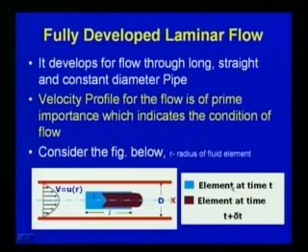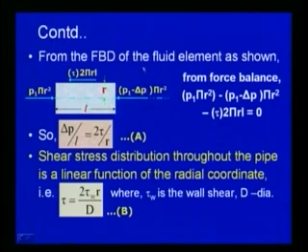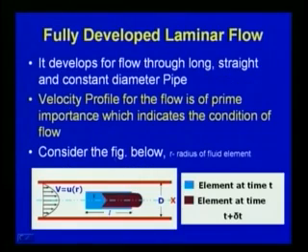If you consider fluid elements at time t, here this blue color is the fluid element at time t, and then the fluid element at time t plus delta t. Here the diameter of the pipe is d, and we consider a fluid element of length L, and for the fluid element the radius is small r. Since we now consider the flow as fully developed laminar flow, from the free body diagram of the fluid element, you can see that the flow is taking place from this direction to this direction like this.